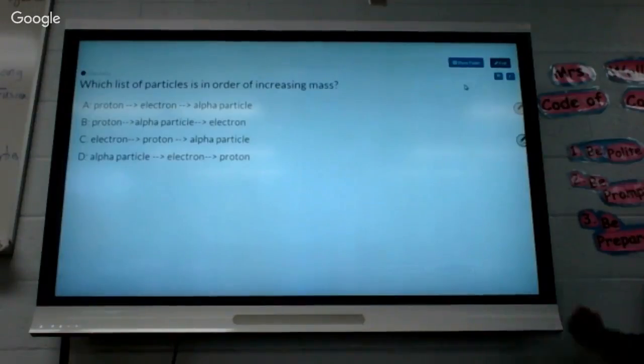All right. Which list of particles is in order of increasing mass? And I can't make these bigger because a couple of them have diagrams, and I'm afraid the diagrams are going to be too big as it is. So, if you can't see, move closer. Which one's in order of increasing mass, from smallest to biggest?